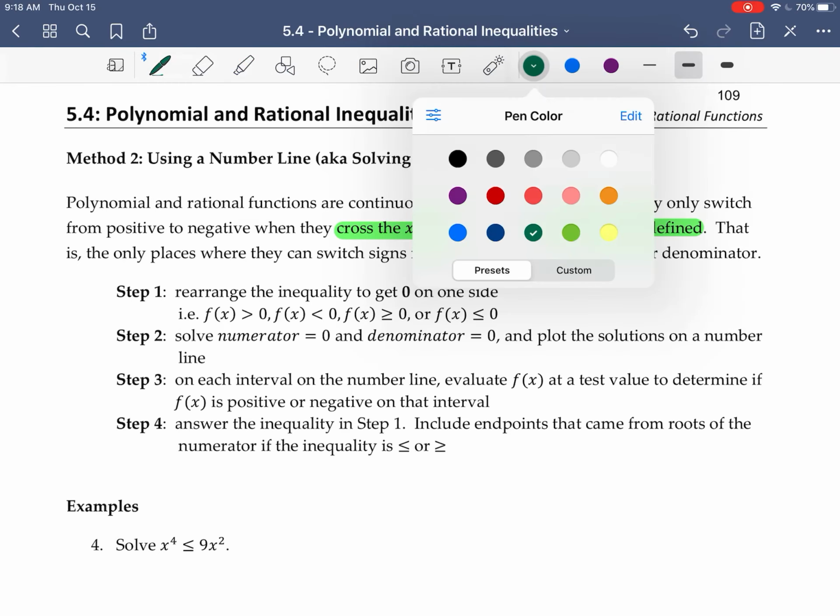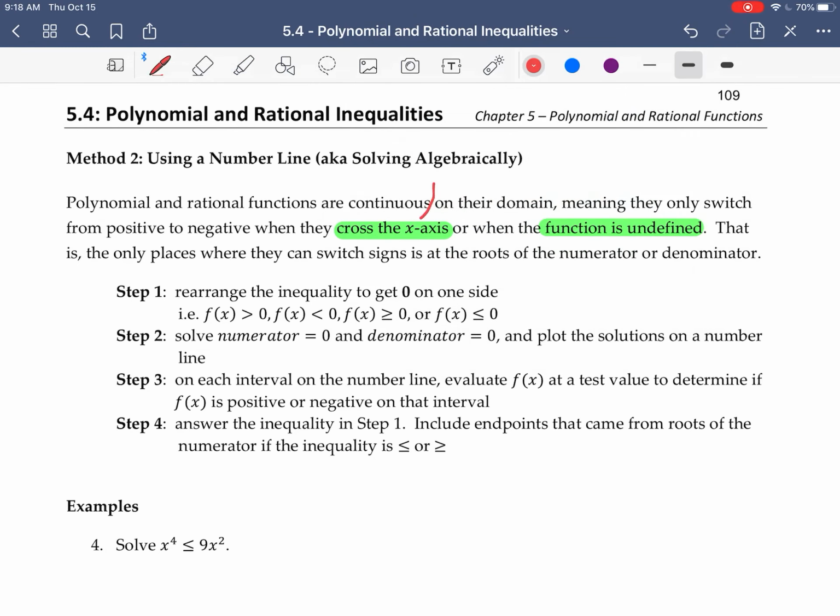These ones are x-intercepts, and these ones are vertical asymptotes. So that's what we've already been putting on our number line, on our table. Those are the only places where they can switch signs. So that's all we need to check. So what we want to do is always compare to 0.